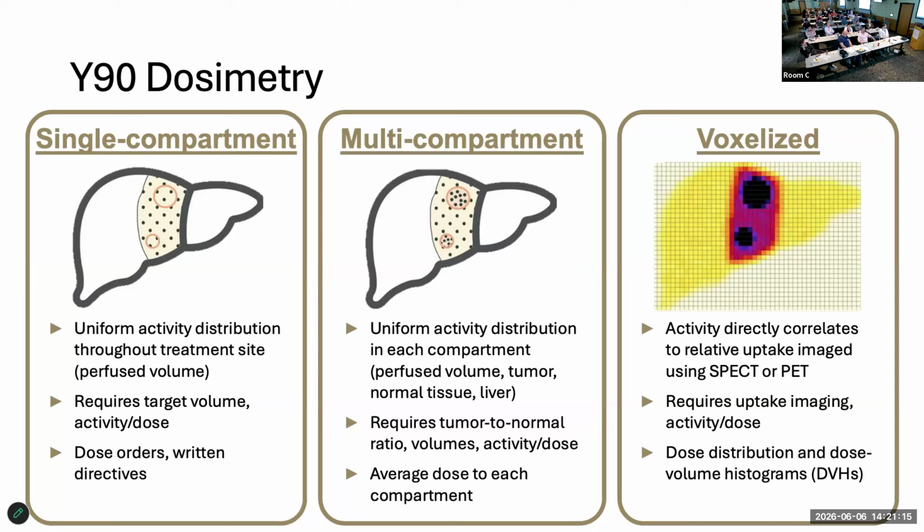And lastly, there's voxelized dosimetry, which is what a lot of folks are going toward in the future. Voxelized dosimetry is exactly as it sounds. You have voxels that have, not necessarily uptake, but activity distribution, either from your MAA or your Y90. You can use SPECT or PET, especially for the Y90, obviously. And that allows us to have dose distributions to whatever you inject radionuclides into. And it also allows our physicians to use dose volume histograms for planning purposes.